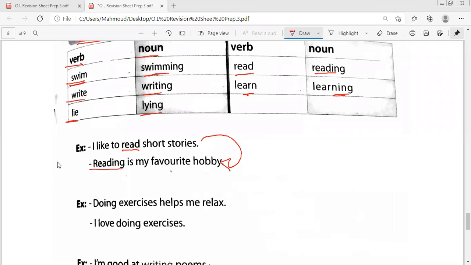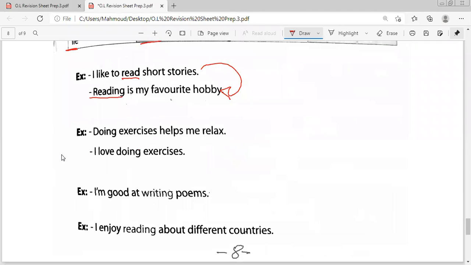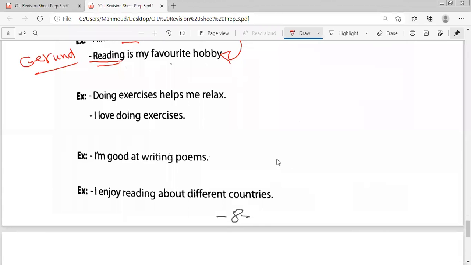Reading is my favorite hobby. So this is called a gerund here. This is called a gerund. And you can use it as a noun, as a subject, or as an object.